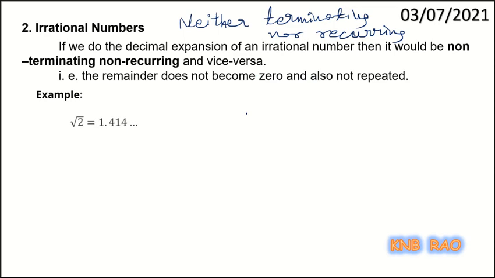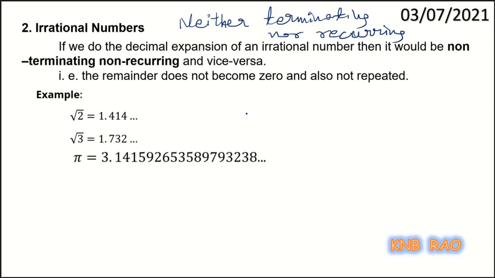Example, root 2 is an irrational number, which we found already using the square root bar division method, the long division method, while finding the square root of a number. Root 3 is an irrational number, again we found it. Pi is an irrational number, we got it as 3.14142, 1415 like that, up to 4 decimal places we can take.